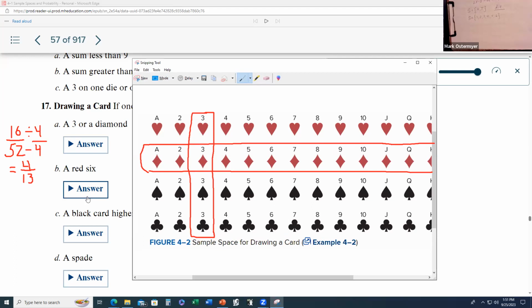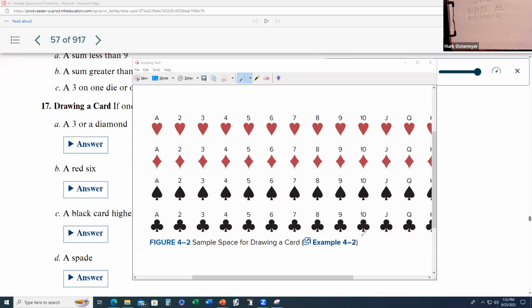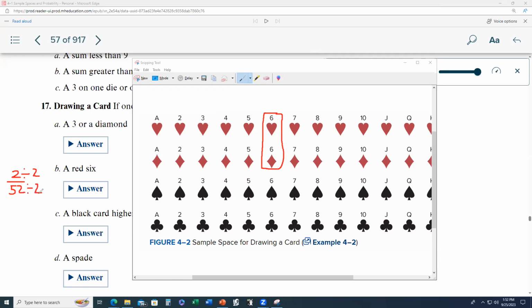All right, ladies, what's the probability of selecting a red 6? How many different ways can we select a red 6? 2 out of 52. Yeah, we could select a red heart or what? Red diamond, correct? That's a red 6. 2 out of 52 reduces down by 2, down to what? 1/26. Okay. So 1/26.